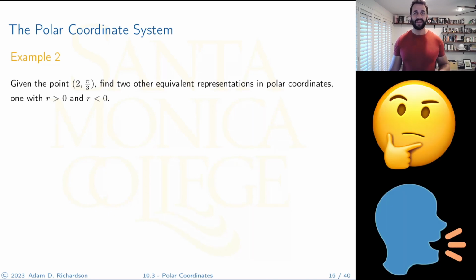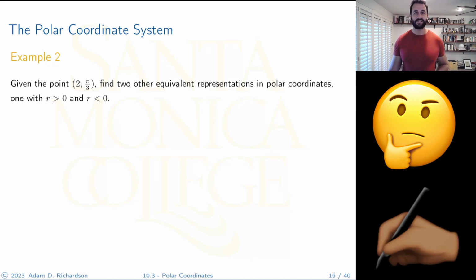All right, now say something out loud about how you're going to approach it. Maybe what would you try first? What would be your first attempt at an equivalent point? All right, now try to work it out on your own. Find 2 other representations, and then we'll do it together in just a moment.